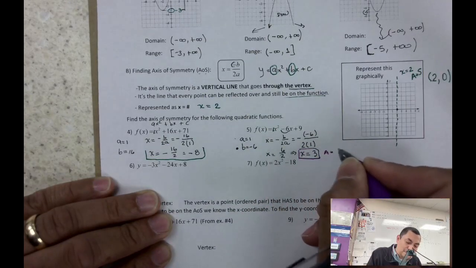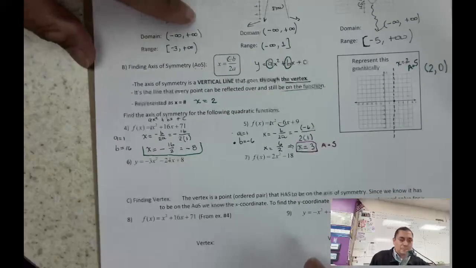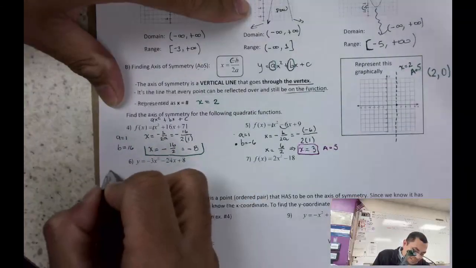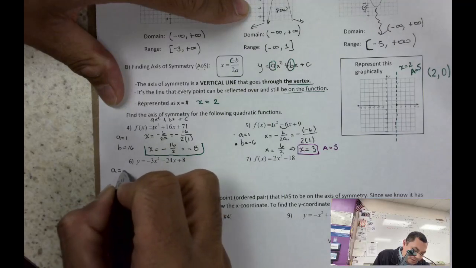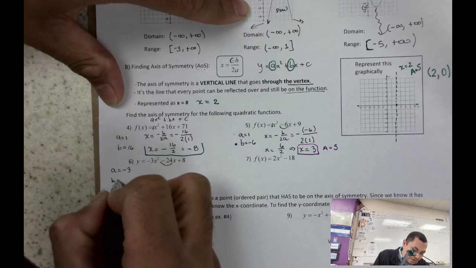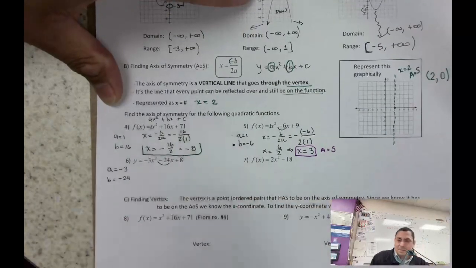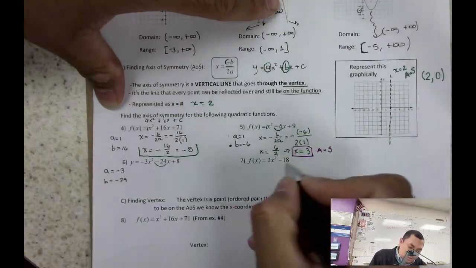Axis of symmetry. Problem number 6. We have, look at this, a is equal to negative 3, b is equal to negative 24. I don't care about c at this point. Let's do this one the same.